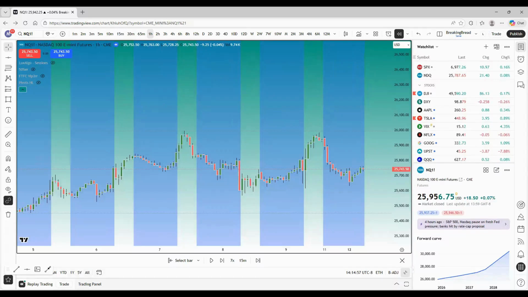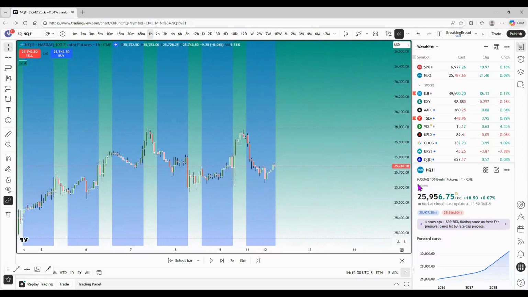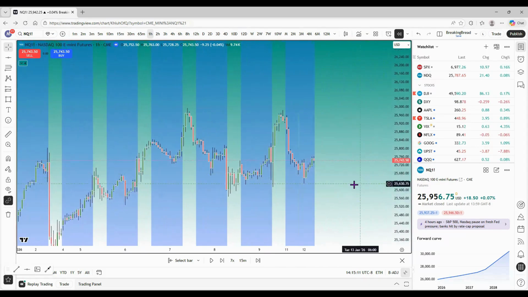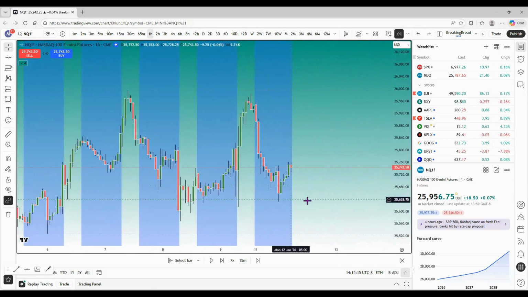All right, so here we're going to be looking at NQ. Let's go to our higher time frame, which is the hour. And when we come in on the day, like I said, you want to identify any major levels and you want to make sure it's relevant to where price is currently.